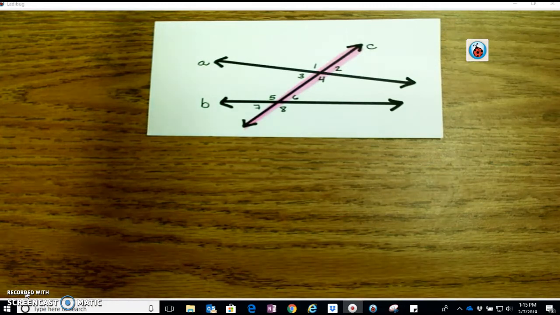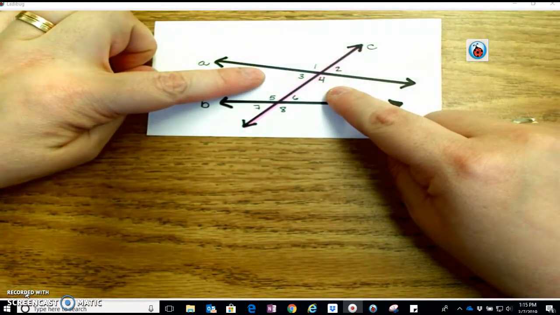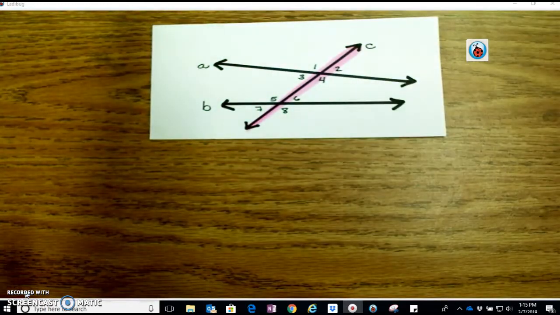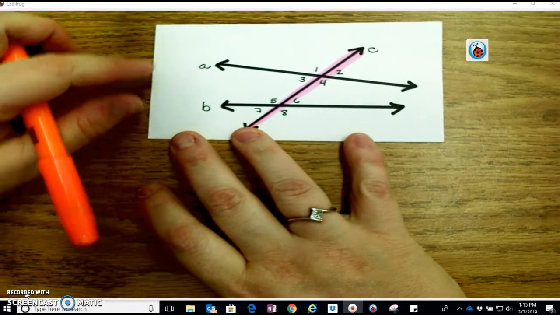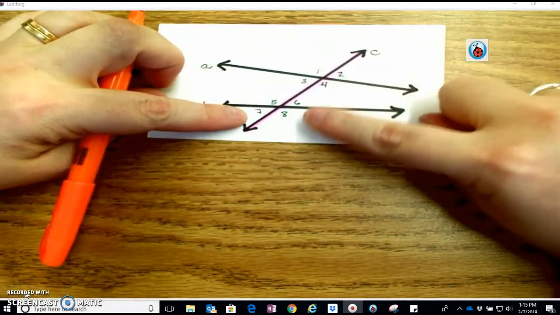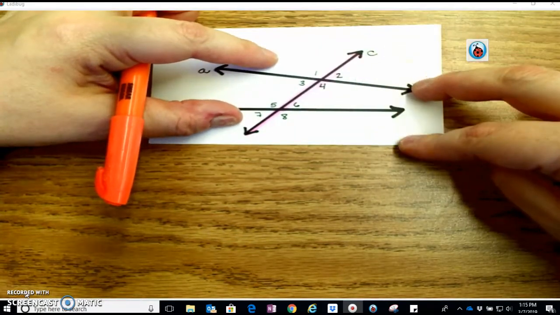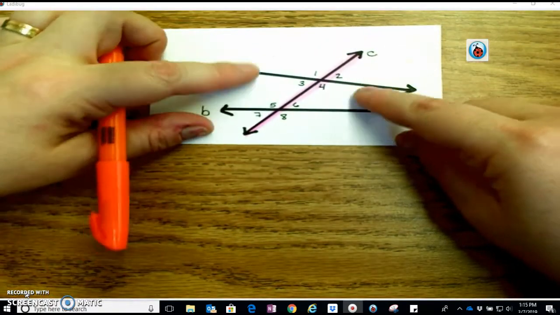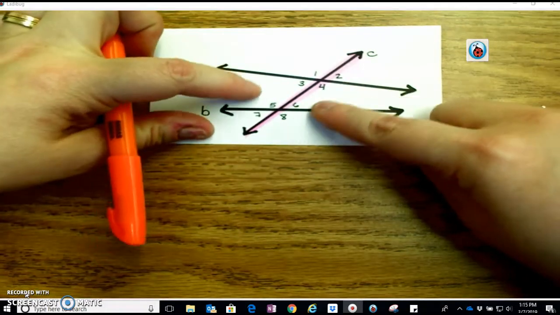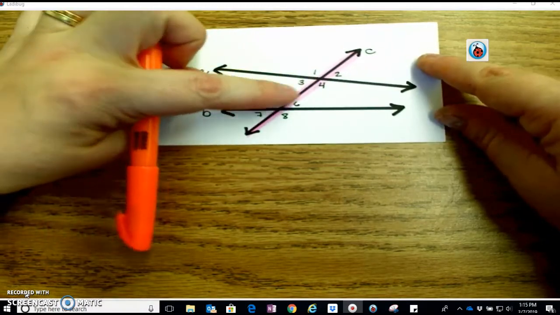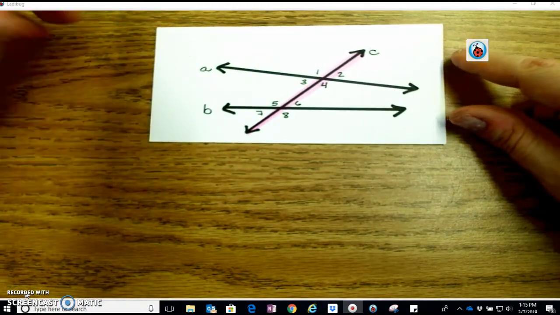From there we can take a look at our different vocabulary, and we want to talk about inside the lines and outside the lines. So in this particular case, my exterior angles are 1, 2, 7, and 8 because they are outside of those two lines. Imagine you're inside of the house, in between the two roads, so to speak. So that means 3, 4, 5, and 6 are my interior angles.